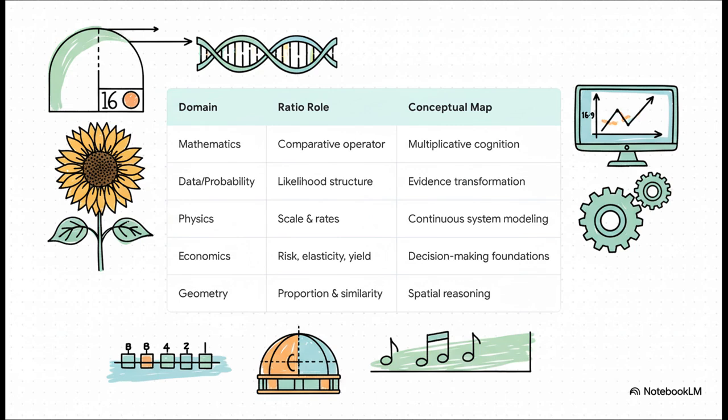Just look at this. Whether it's physics modeling complex systems, or economics weighing risk, or data science transforming evidence, the core tool is the ratio. It's the same fundamental concept, just playing a different role in a different field. It's the shared language that allows all these diverse fields to talk about relationships, proportions, and comparisons.